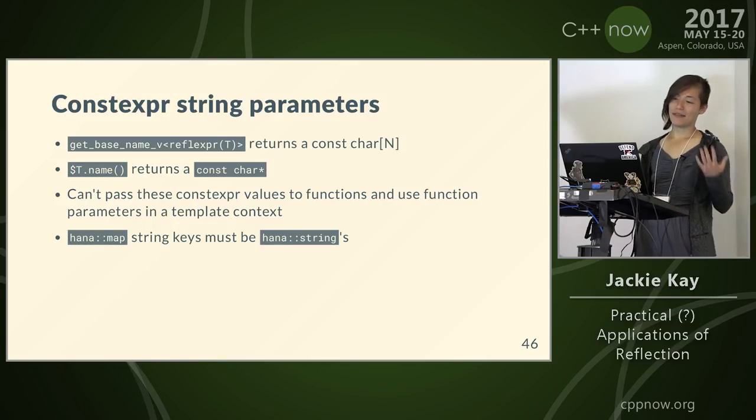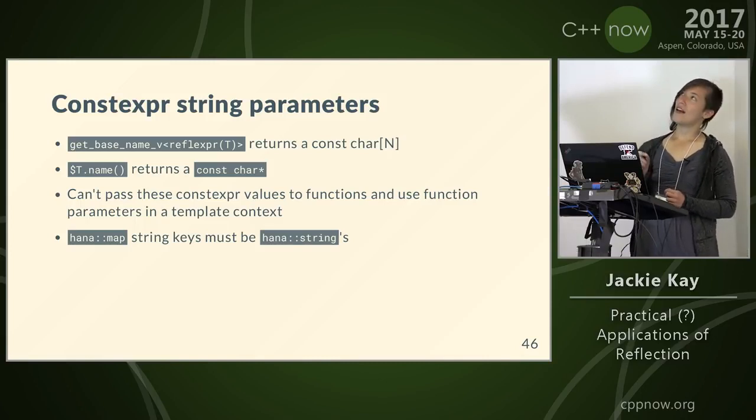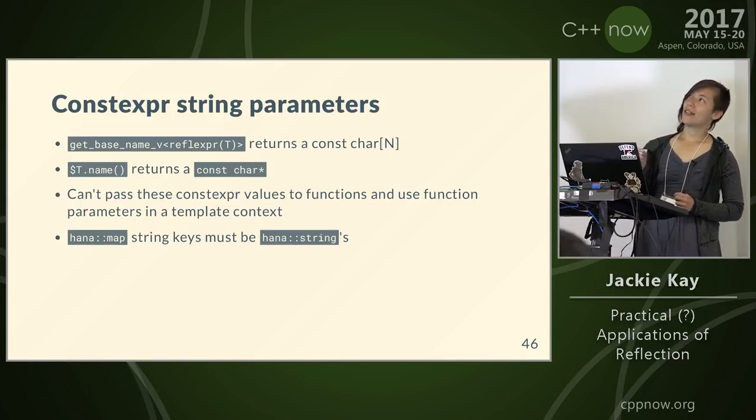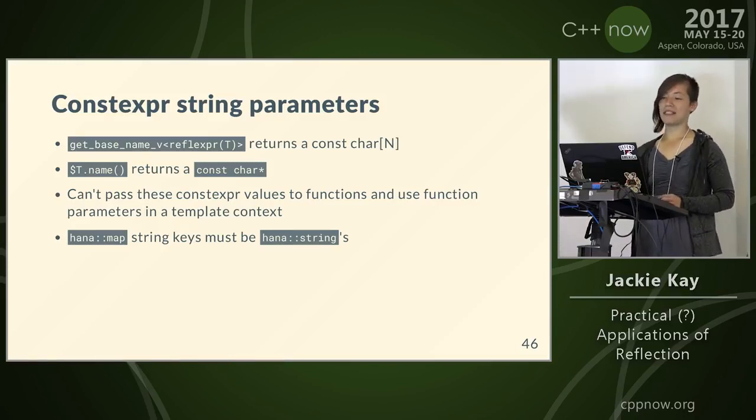There are also different representations in the different forks right now. In reflexpr they decided on a const char array of size N, where N is determined at compile time, and I don't remember if you can actually grab that from the get base name length. The $t.name is a const char star. It's kind of annoying because you can't pass these into functions, because you can't have constexpr function parameters.